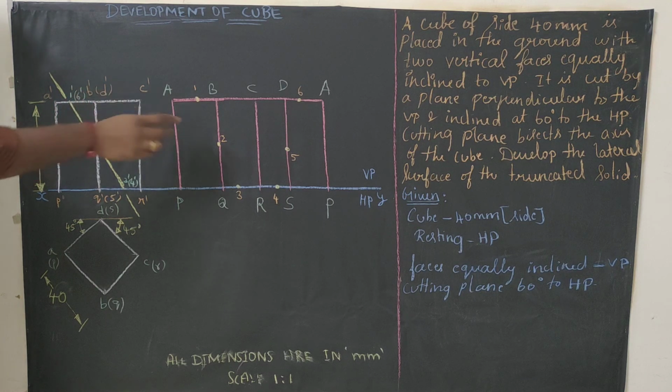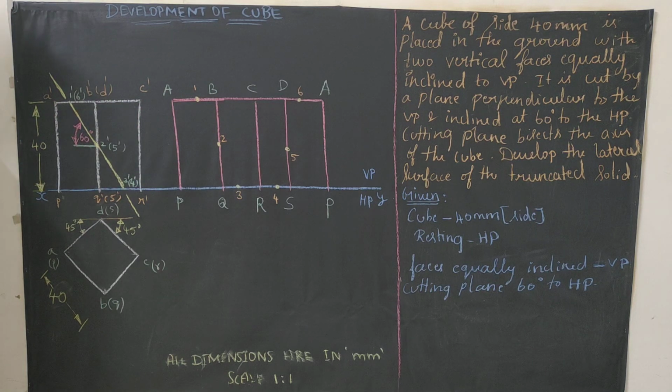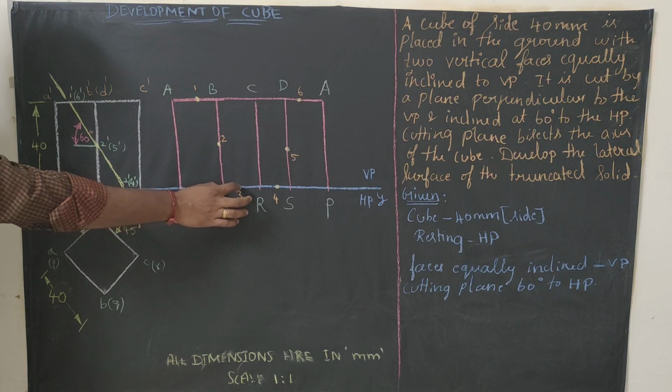However much distance you have, for the same distance you can mark the point 2. Okay. Next, measure from Q dash to 3 dash. However much distance you have, for the same distance you just mark a point.